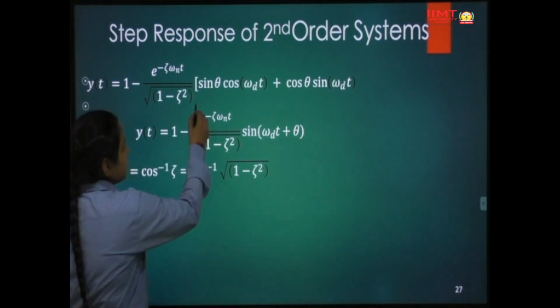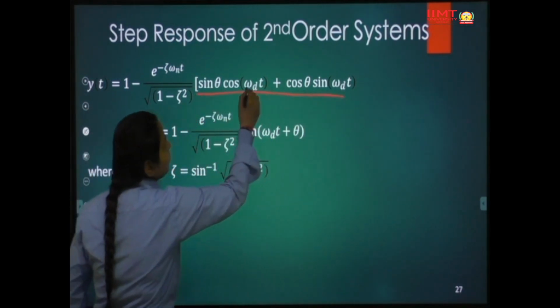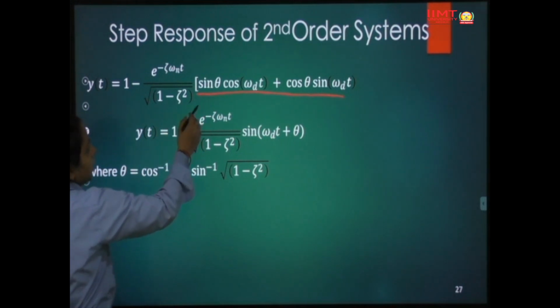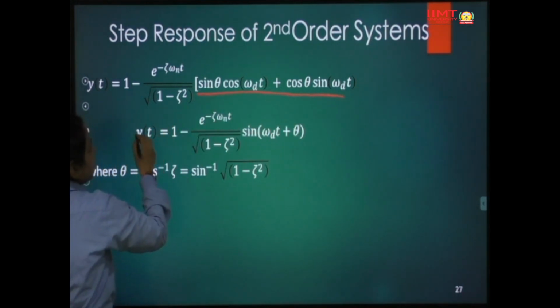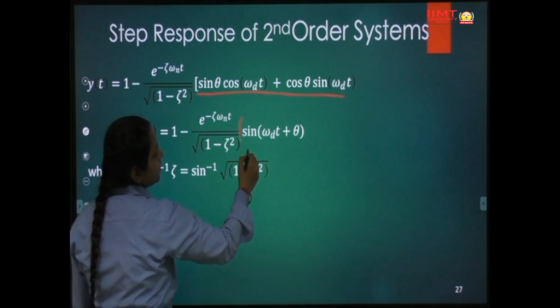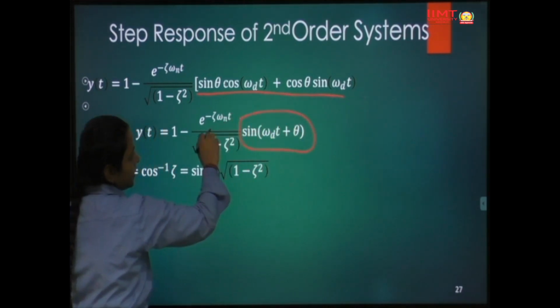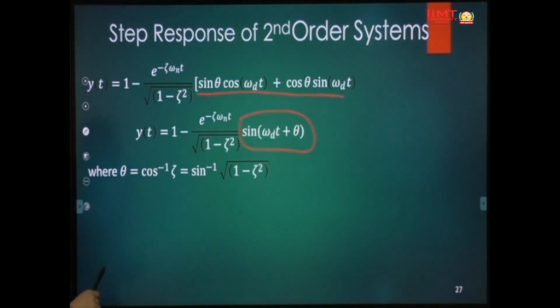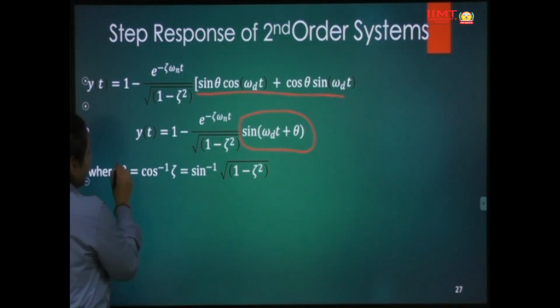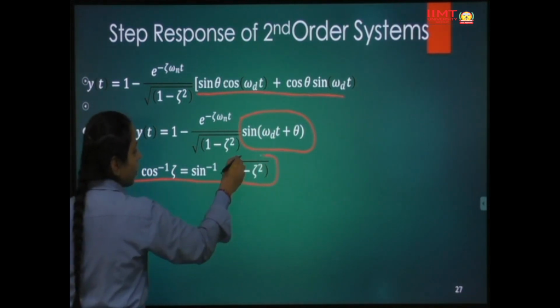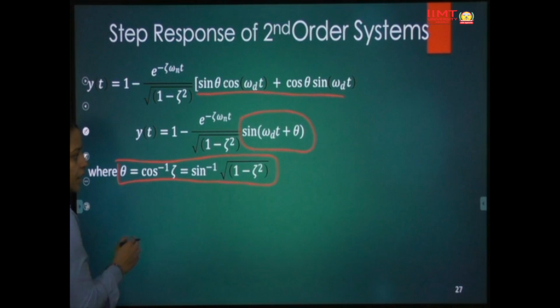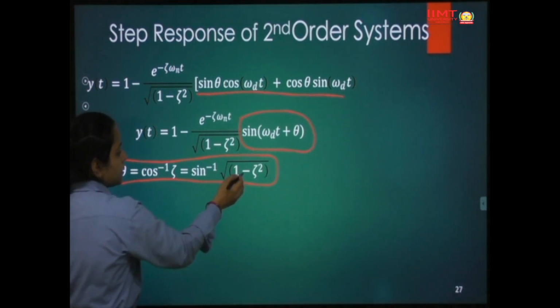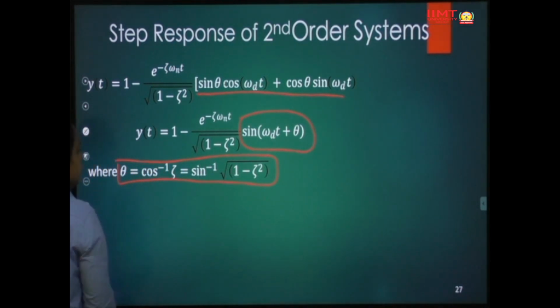So here we have sin theta cos omega dt plus cos theta sin omega dt. This can be written in the form sin(omega dt plus theta), using the formula for sin(C plus D), where cos theta is equal to zeta, which is equal to sin inverse of the square root of 1 minus zeta square.